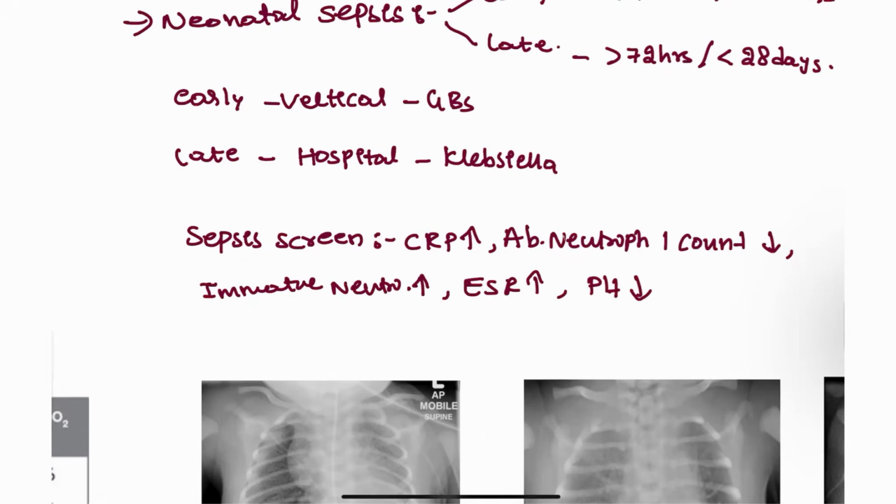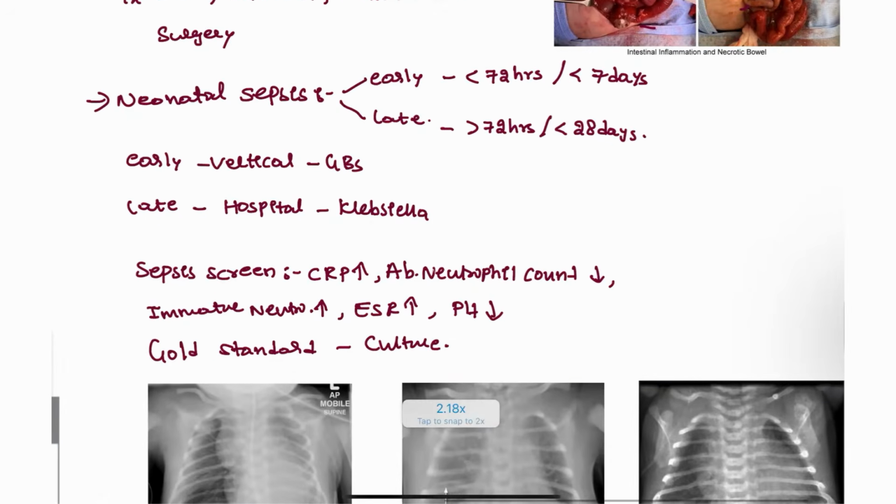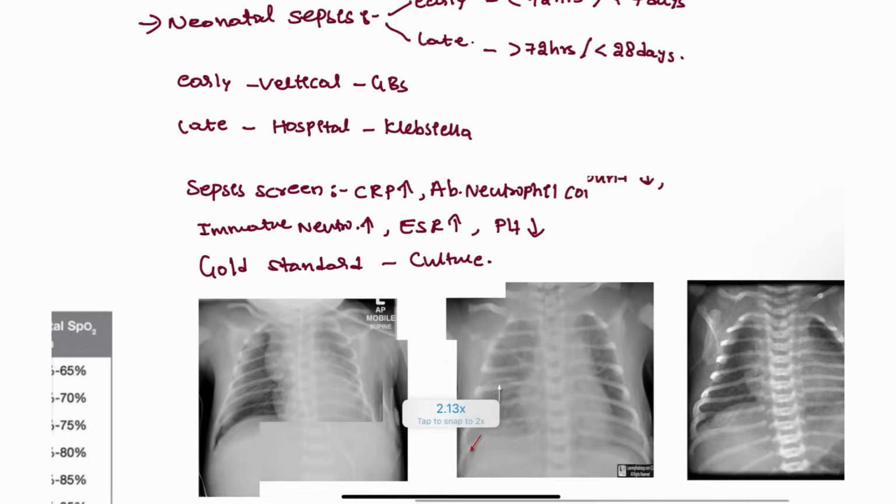Then what is the gold standard? Okay, the gold standard for this patient is culture. Culture should be taken immediately and antibiotics started as soon as possible to prevent shock in this patient. Next, moving on to some of the important respiratory diseases.